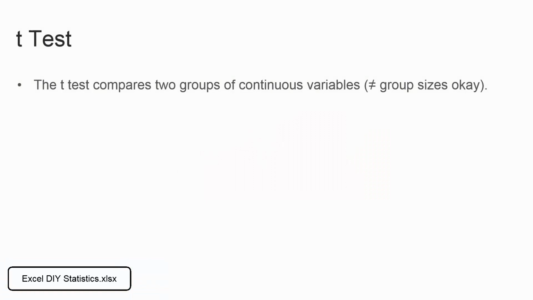The t-test compares two groups of continuous variables. The groups don't need to be the same size. In other words, the control group may have 30 members, and the treatment group may have 45 members. The t-test will still work.